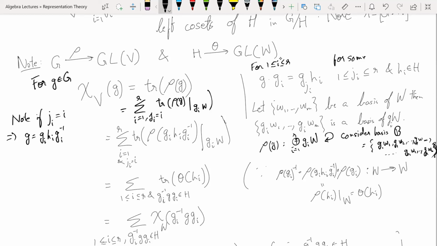It is an endomorphism of g_iW, and so hence the trace of rho(g) restricted to g_iW makes sense. Okay. So I'm trying to write down the trace of rho(g) in terms of these block matrices. So I've ignored whatever happens in the off diagonal. I'm just looking at these diagonal pieces. Okay. So this is the first reduction. Does that make sense so far?